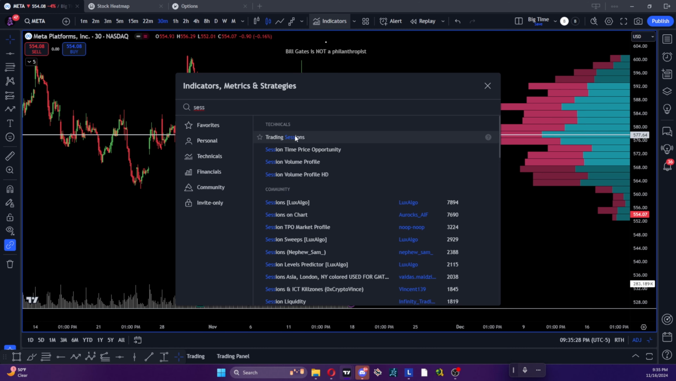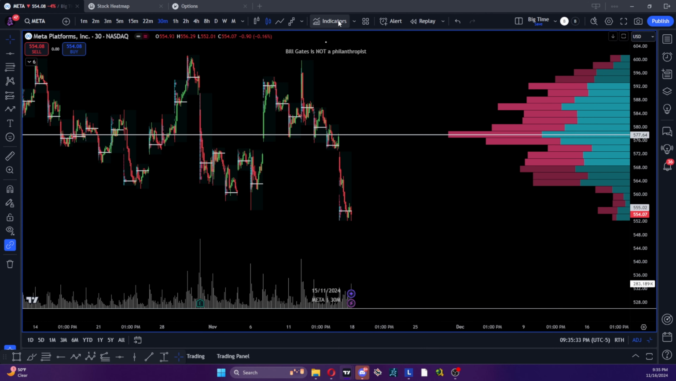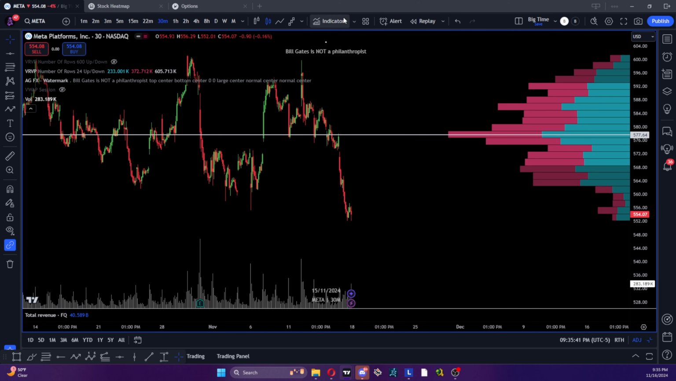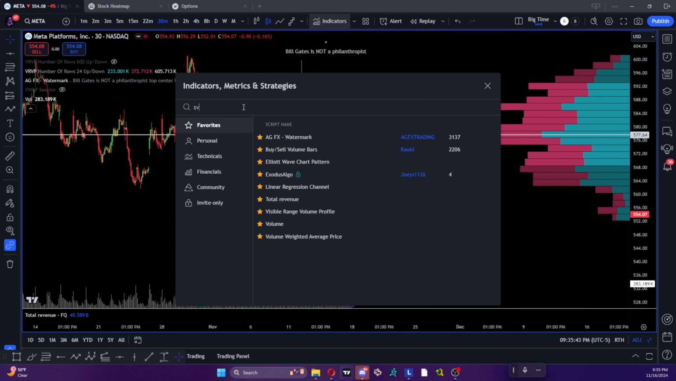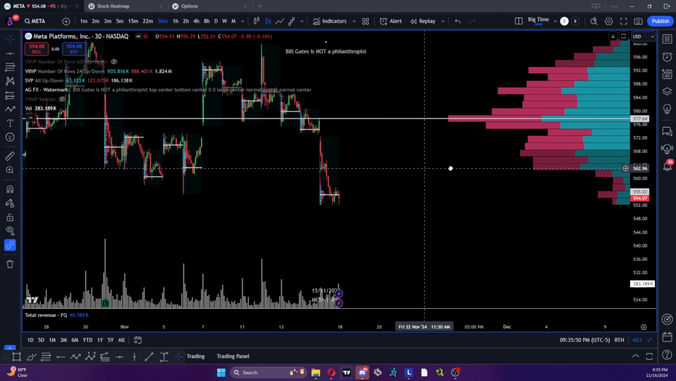The way the session profile works, I'll just bring it up really quickly. I think that's the wrong thing. It's SVP, session volume profile, the one that I think a lot of people like to use now. You have to type it out. No, it's this one. Yep, you click on it, and then it's gonna show you.